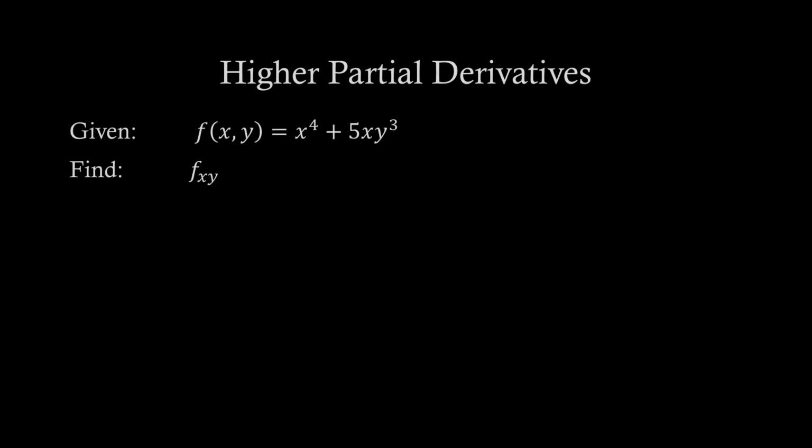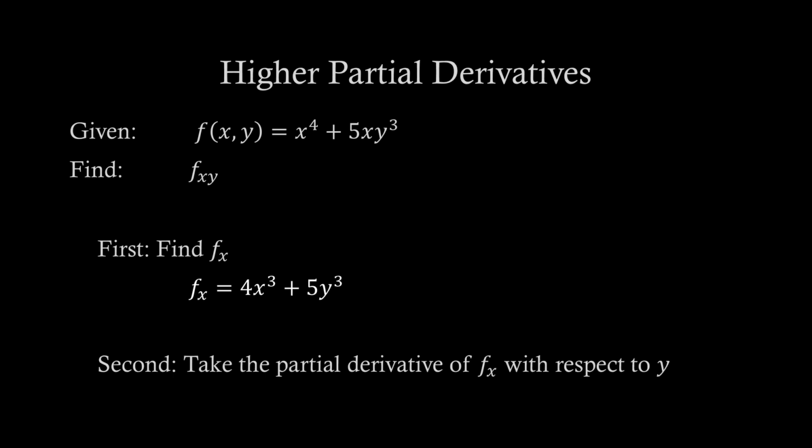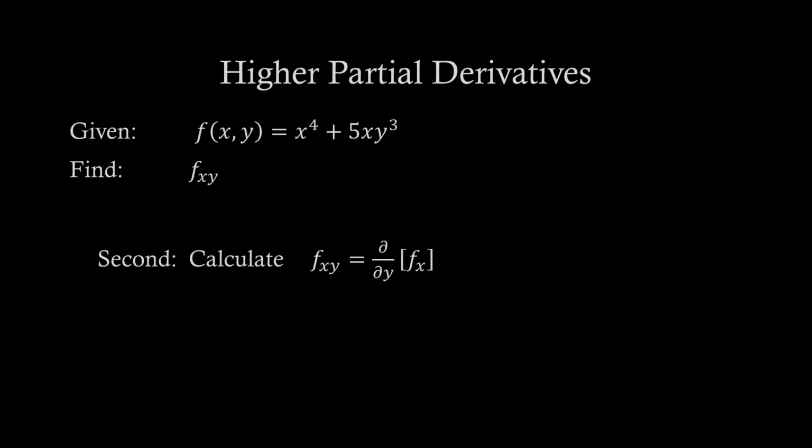So let's take a look at that same function from before and find some second partial derivatives. So let's find that partial derivative f partial xy. Now the first thing we need to do is find the partial with respect to x. We did that already, so I'm just going to take our result from earlier. And now the second step is going to be to take that partial derivative of f partial x, but now do it with respect to y. So that really means, again, notational wise, we're doing f partial xy, which is really the partial derivative with respect to y of f partial x.